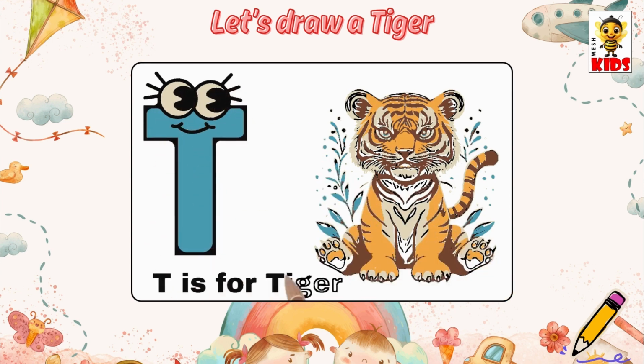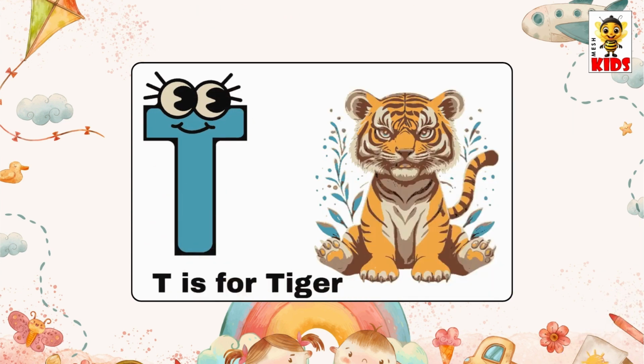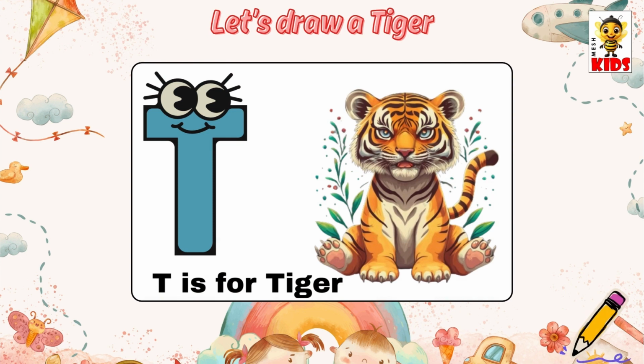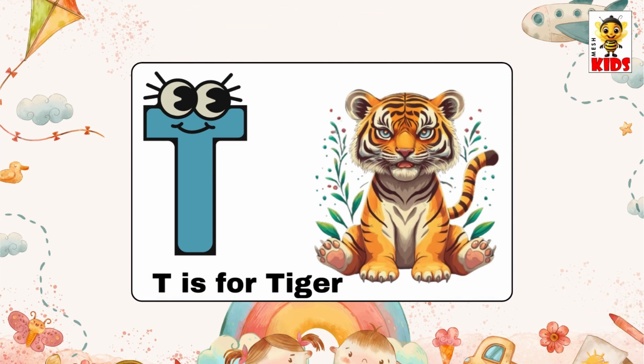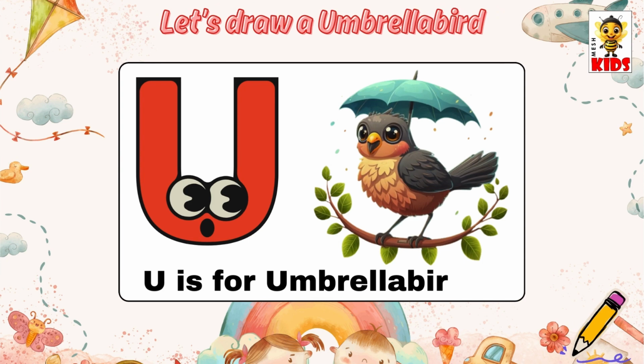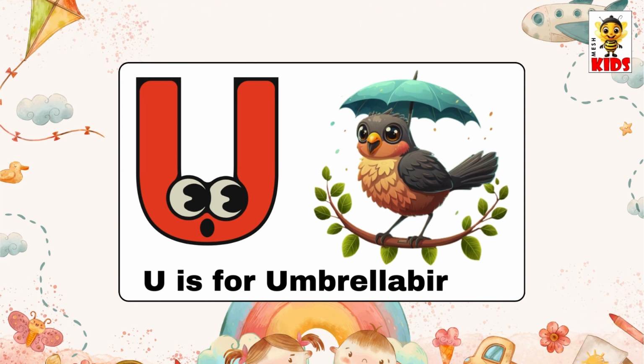Wonderful! Great job! Let's start with the next alphabet. Moving on to the letter U. U stands for umbrella bird. Let's draw an umbrella bird.